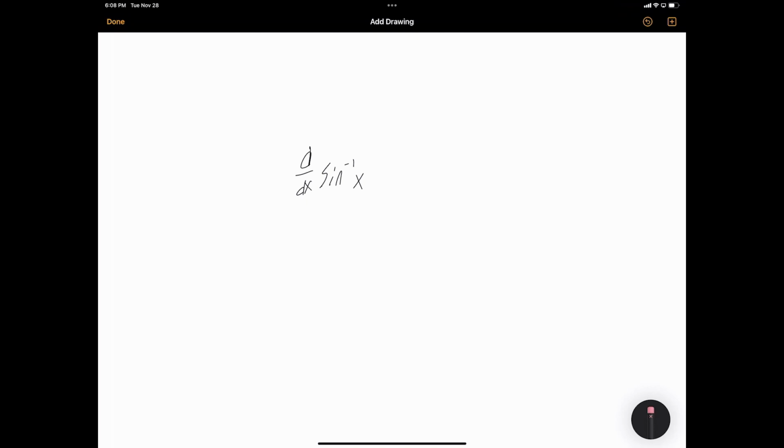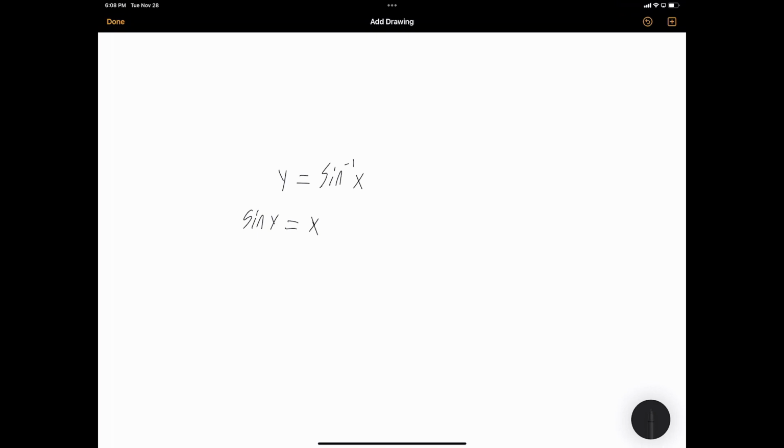So, let's say for example, we set this equal to y. Then we multiply both sides by sine, canceling that sine to the negative 1. We got sine of y equals x. So, what do we do now? Well, as you can see, sine of y, the angle, is equal to x.